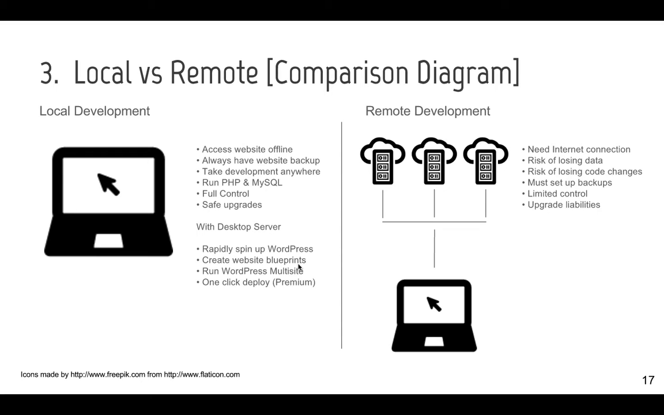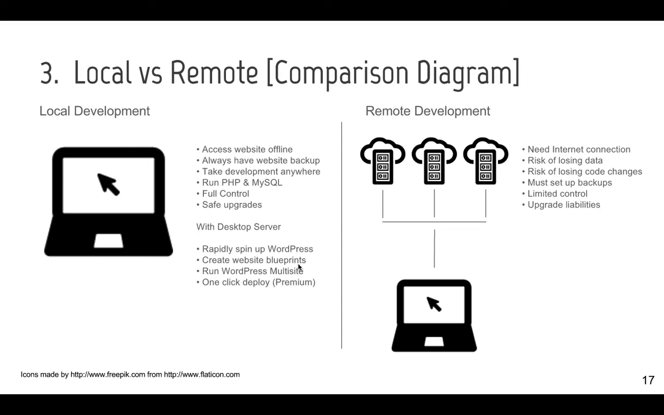With Desktop Server, there are a few other benefits. You can rapidly spin up a WordPress website. That means Desktop Server is specialized in WordPress. There are other competitors out there that don't specialize in WordPress, but Desktop Server specializes in WordPress. You can create website blueprints with Desktop Server, which means that you can set up your theme, your plugins, and lots of other things that are like a default install for your WordPress website.